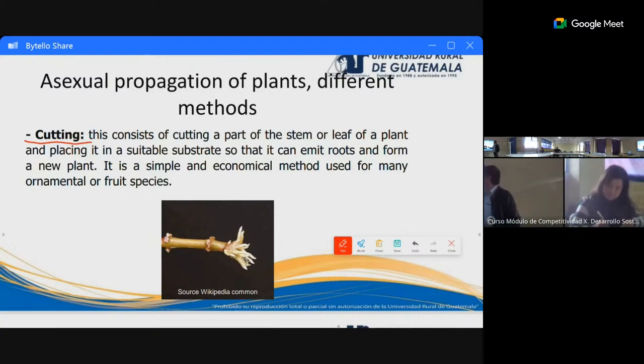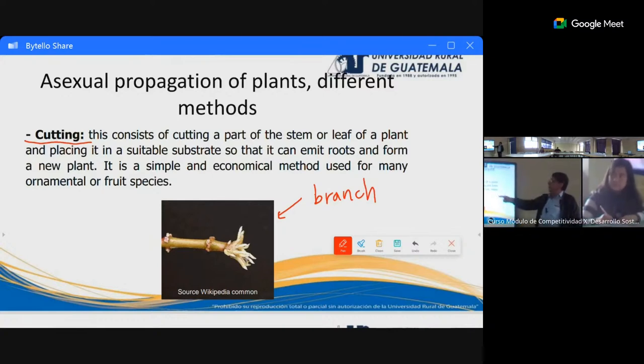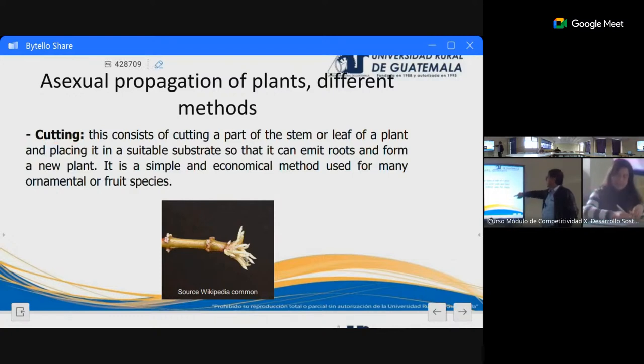You can see here this little branch of a tree. With some care or some treatments, we are able to produce these roots here on the branch of a tree. And then after we obtain these roots, we can bring this branch to the soil, and this branch will be able to produce the new plant. This is cutting.